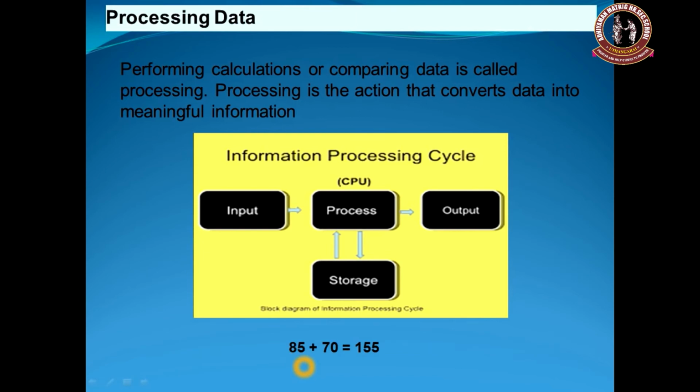For example, you want to add two numbers, 85 and 70. So 85 and 70 both act as an input for a computer, and the addition function, plus, is a processing action for a computer, and the output, which is 155, is given as an output after processing by the CPU.